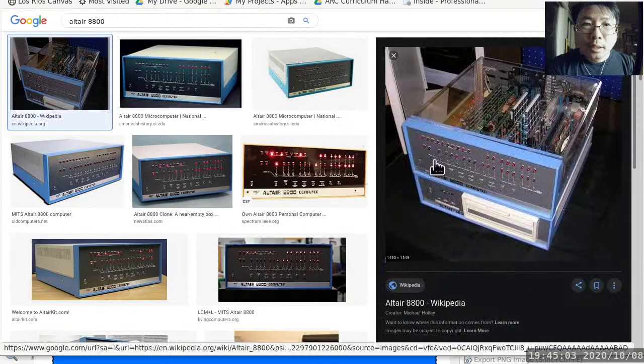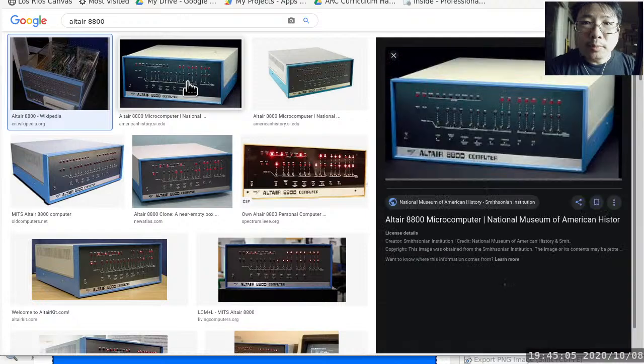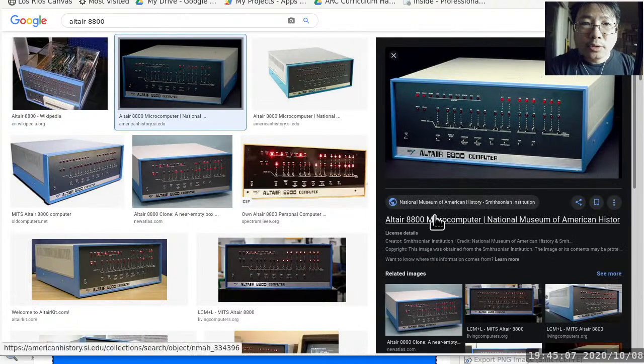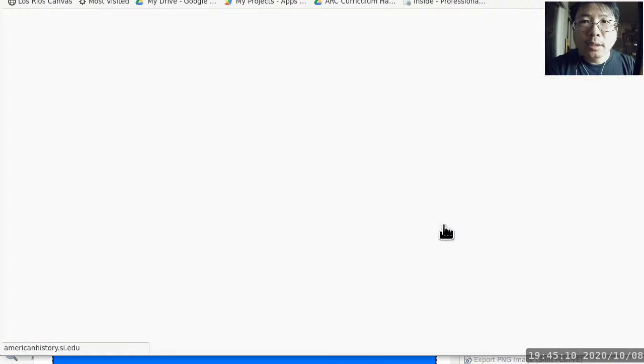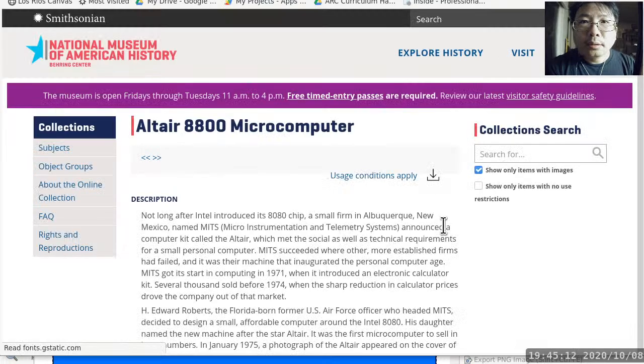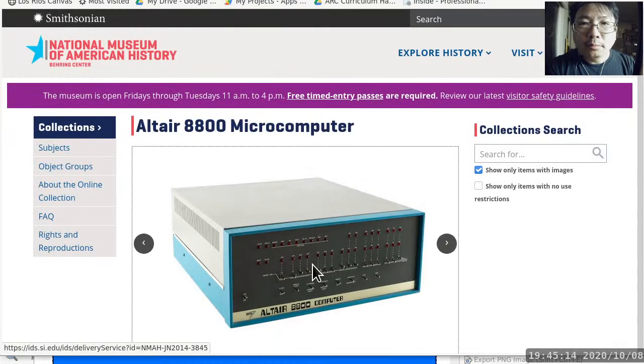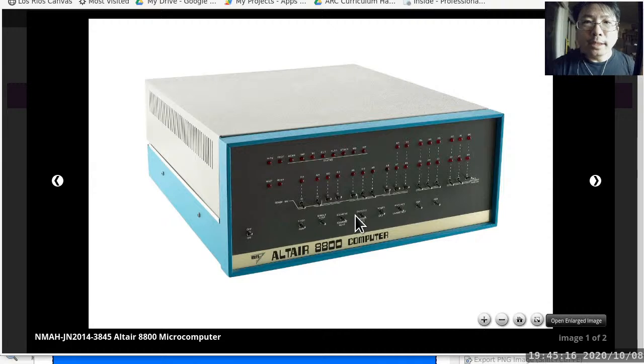Okay. And I want to look at the front panel to be specific. There we go. All right, so this is the front panel of this computer. And this is the interface that you are going to use to program this computer.